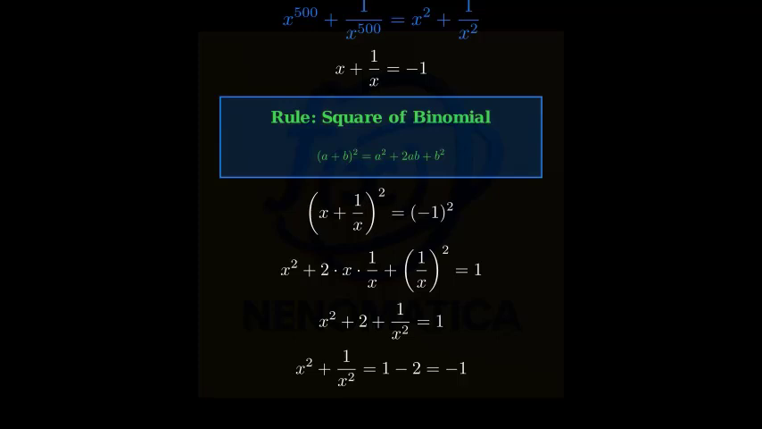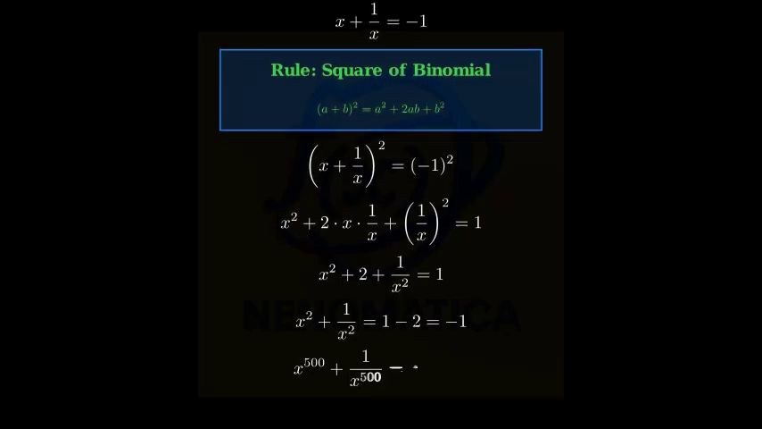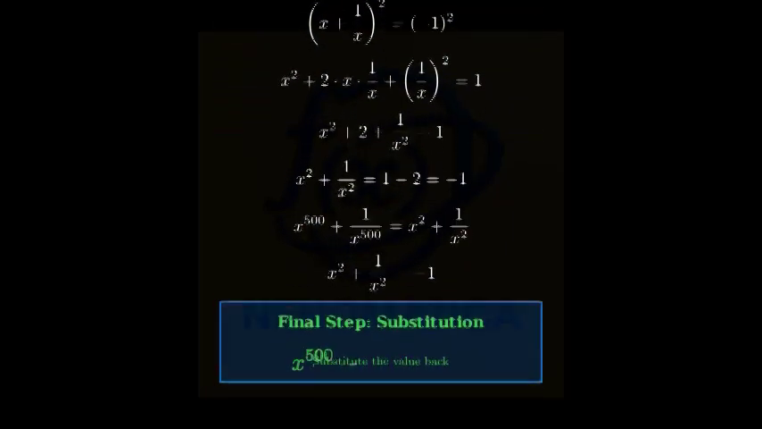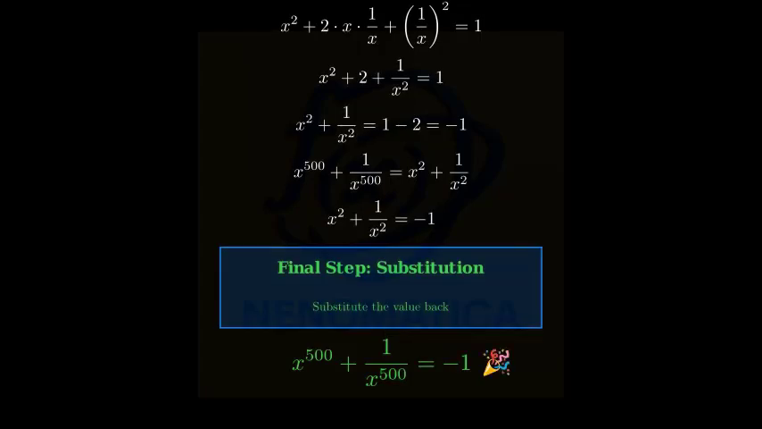Let's combine our results. We found that x to the power of 500 plus 1 over x to the power of 500 equals x squared plus 1 over x squared. And we calculated that x squared plus 1 over x squared equals -1. Therefore, the value of x to the power of 500 plus 1 over x to the power of 500 is -1. Let's summarize what we've learned. We started with the quadratic equation, x squared plus x plus 1 equals 0.